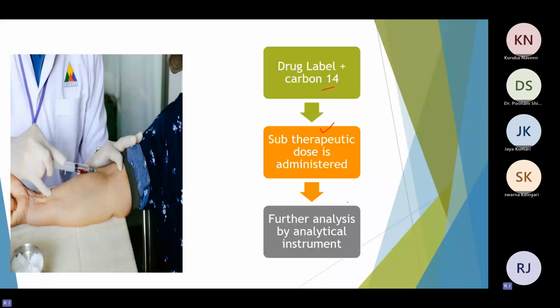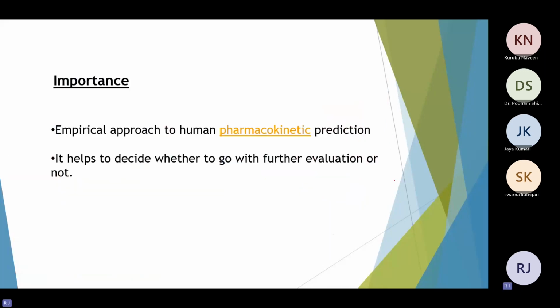Then with the help of some analytical instrument, we will determine the distribution of the drug in the body. Then we will take blood samples, urine samples, and so on. Then we'll see how well the drug is metabolized, or how well the drug is going to be excreted by the body. Okay. By doing this, we can determine the PK parameters very well compared to the preclinical models. Okay. Any questions so far? Is everybody clear what phase 0 is and what we have learned so far?